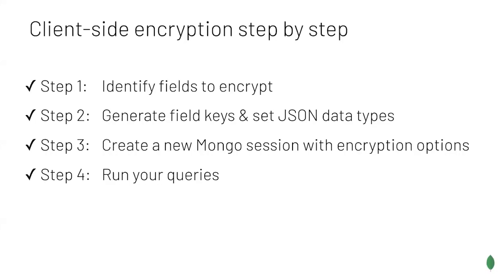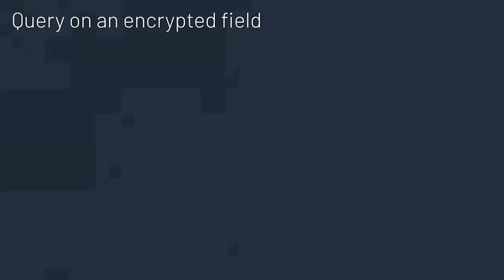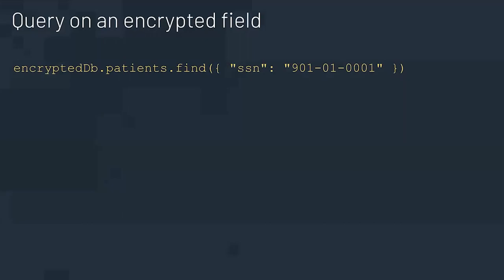And so, at a glance, those are the 4 steps. We identified the fields we wanted to encrypt. We generate a field key. Now that's typically done at application creation time. We set those JSON data types. We create a new Mongo session as we would with any connection to the database, and then we just run our queries.